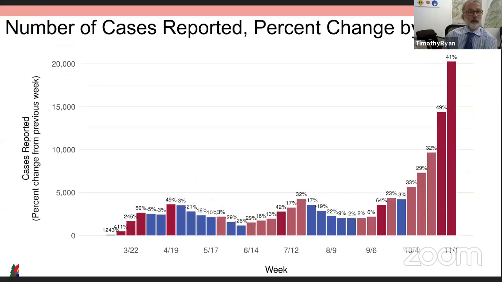This next graph shows this in spades, in terms of each week, the increase in the number of cases per week. So here you see on the far right, the last 5 weeks or so, we've seen a 33% increase, followed by 29, and then 32, 49, and 41. And this is only through 2 weeks ago. So these next 2 bars that we're going to get in the next day or two are going to be even higher than the previous bars. Quite troubling here in Colorado.